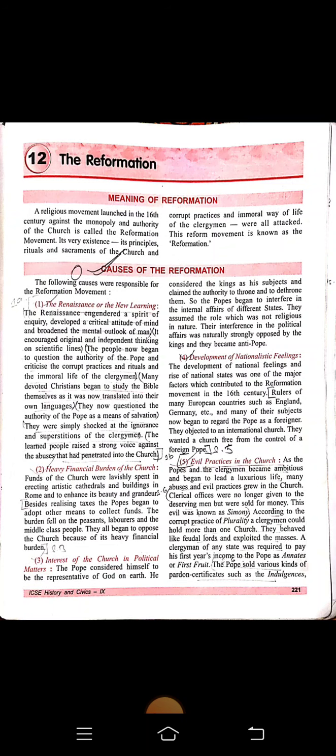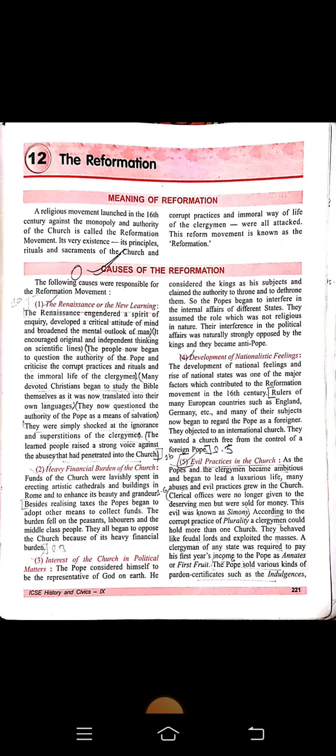Next, number three is interest of the church in political matters. The Pope considered himself to be the representative of God on earth, he considered the king as his subject and claimed the authority to throne and to dethrone them. So the popes began to interfere in the internal affairs of different states. They assumed a role which was not religious in nature. Their interference in political affairs was naturally strongly opposed by the kings, and they became anti-pope.